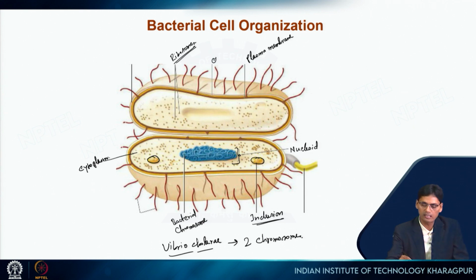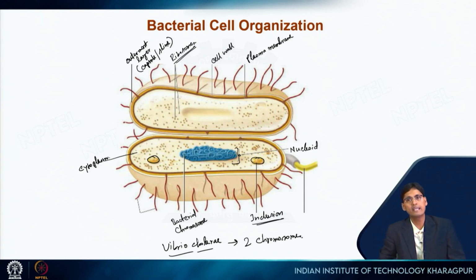So this is the cell wall, which is mostly composed of peptidoglycan. Now many bacteria, but not all bacteria, have some kind of capsule or slime layer outside the cell wall. This is the outermost layer. It can be a capsule or some slime layer present just outside the bacteria. But again, not all bacteria have this kind of layer. So these are some of the important structures present in bacteria.